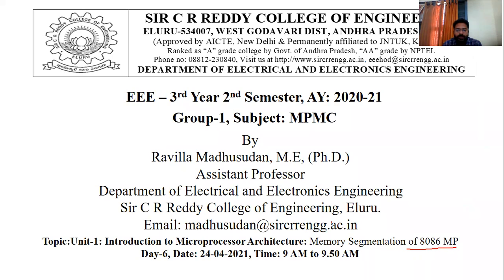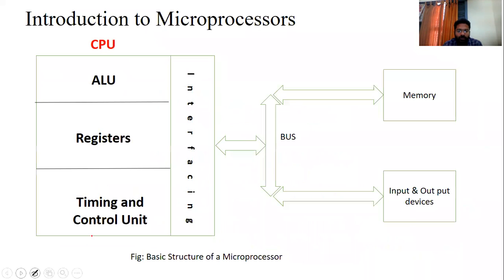Now see this. This is our basic structure of the microprocessor. You know that basic structure: it has an ALU, registers, and a timing and control unit. I hope we have already completed these three. Then we will see the pin diagram in the next class onwards.